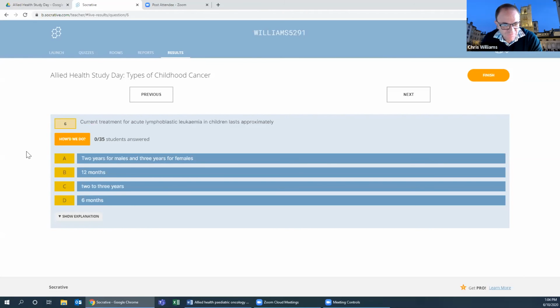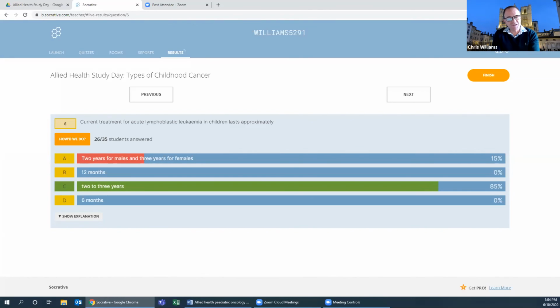Current treatment for acute lymphoblastic leukemia in children lasts how long? Okay, let's have a look. Yeah, it's about 2 to 3 years.